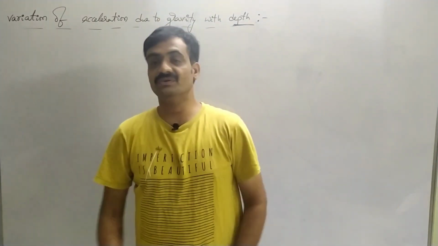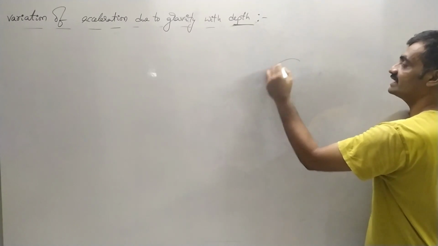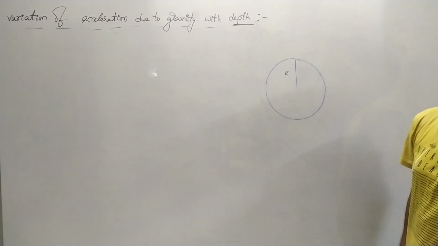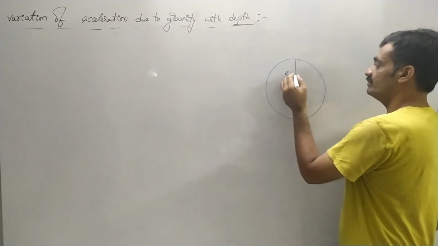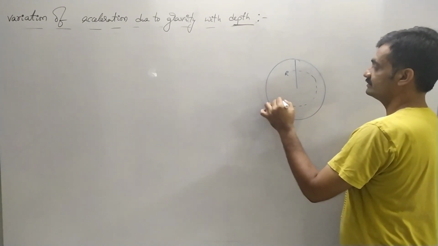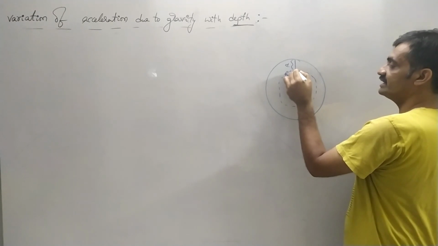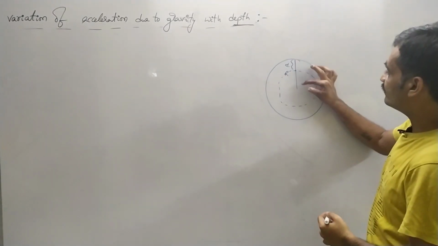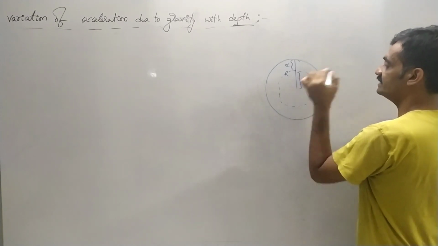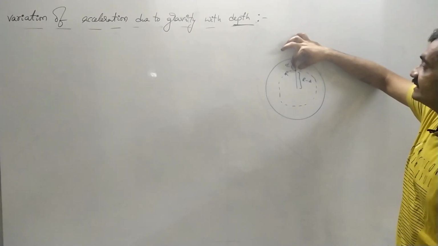Now we are going to discuss the variation of acceleration due to gravity with depth. For this, here we consider the surface of the earth with radius r, and we are going to take the body to a depth of d from the surface of the earth. We had placed the body at this step. Remaining distance from the center of the earth is represented as r minus d. Now we have to represent the acceleration due to gravity at this point.